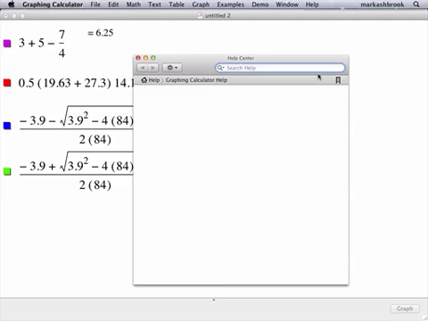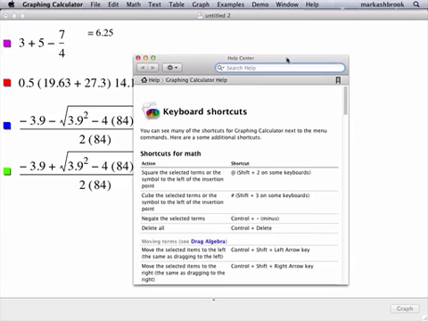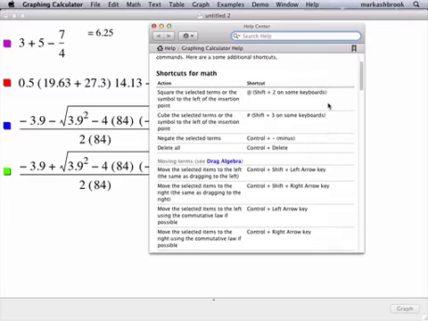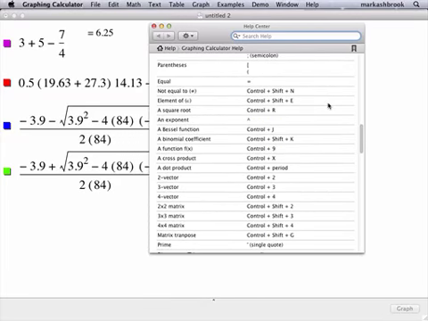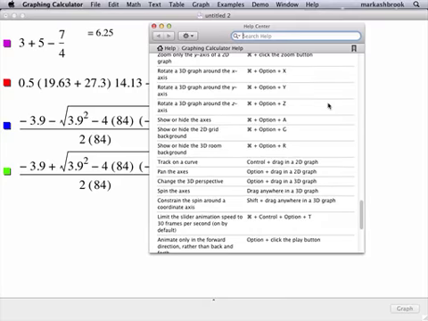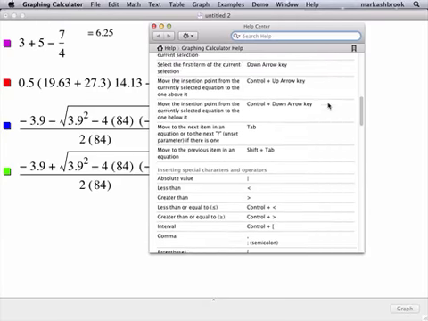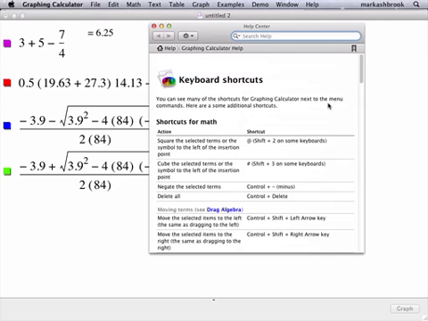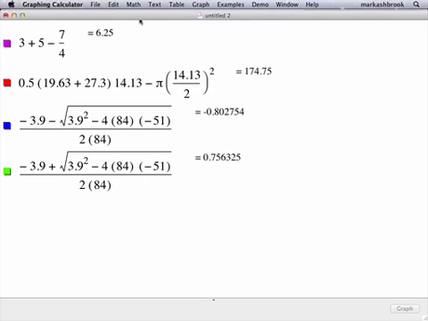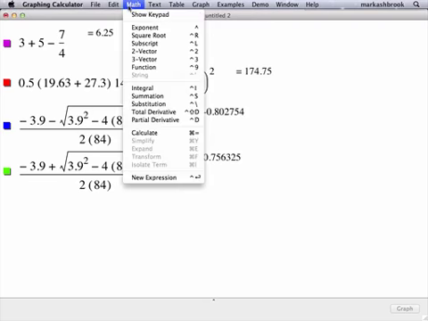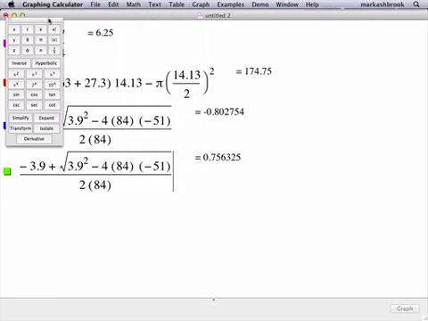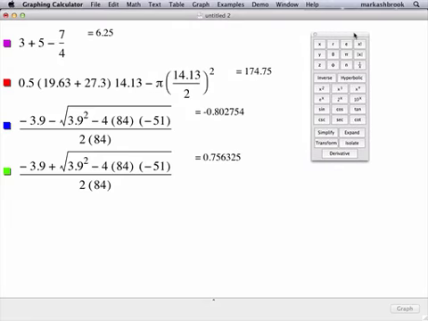And it should come up. This is an exhaustive list of all the keyboard shortcuts for everything. So that's a really helpful menu, under the Help menu, keyboard shortcuts. Also, under Math, you can show keypad, and that has some things that, instead of typing in, are buttons.